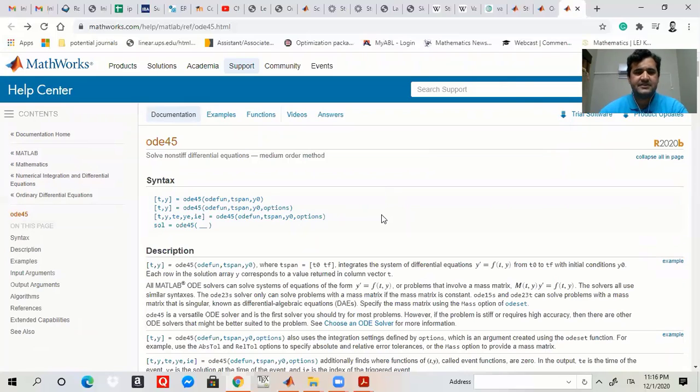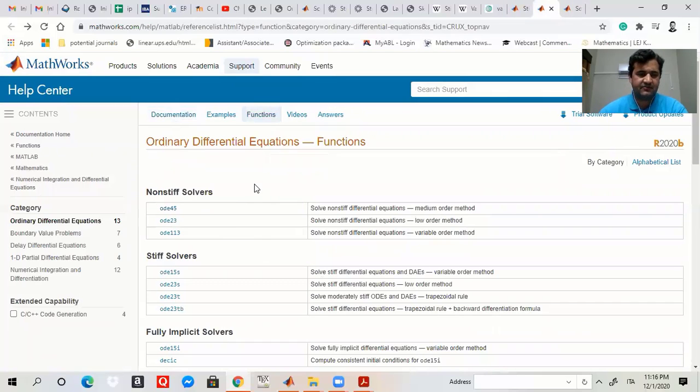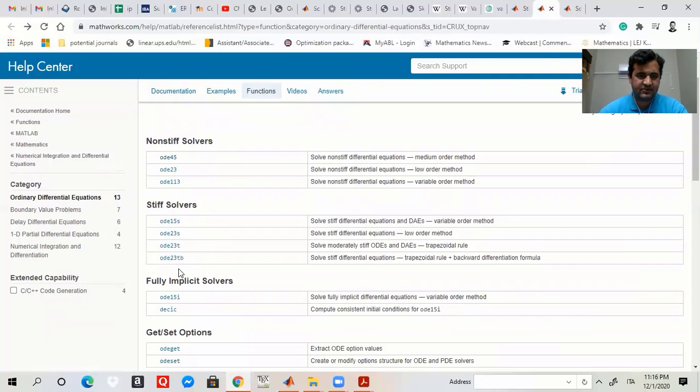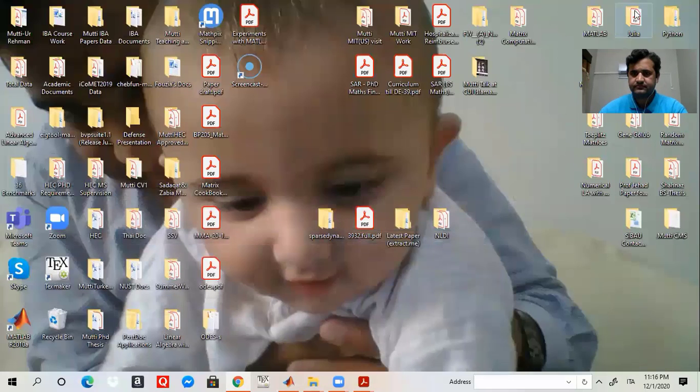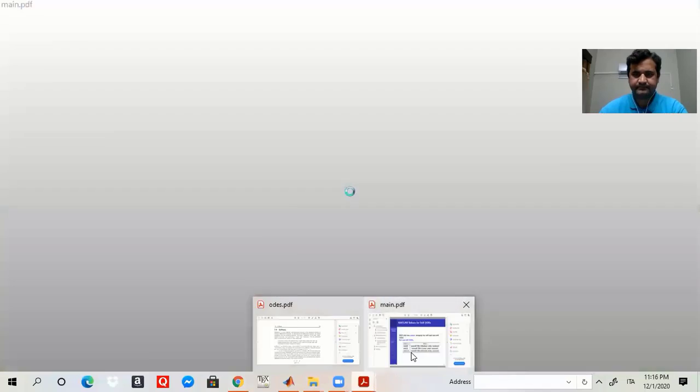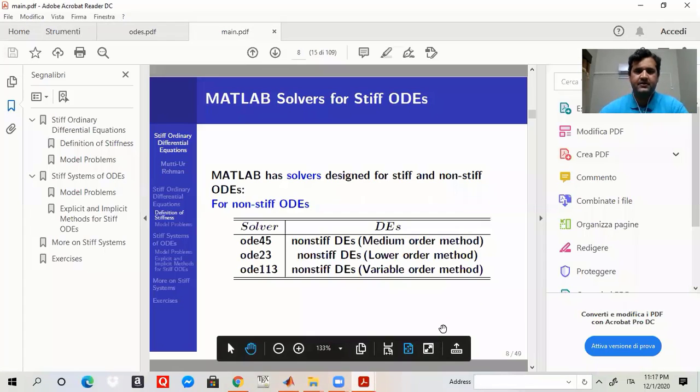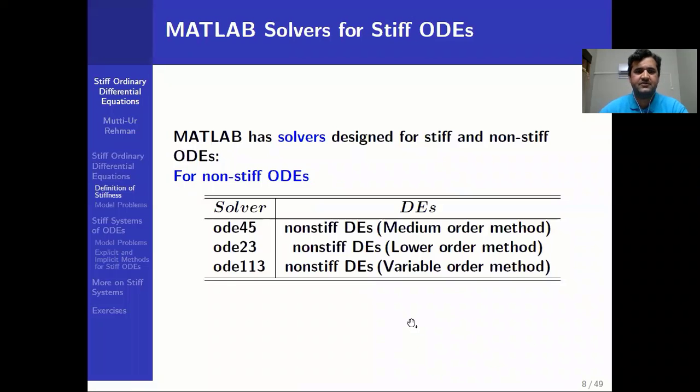Okay, and similarly, you can study these as well. For instance, ODE45, ODE23, ODE113, and these stiff solvers as well. So you have to click each and every one, and you can study a lot from this page. Okay, great. Okay, so now I go back, and okay, so I was here.